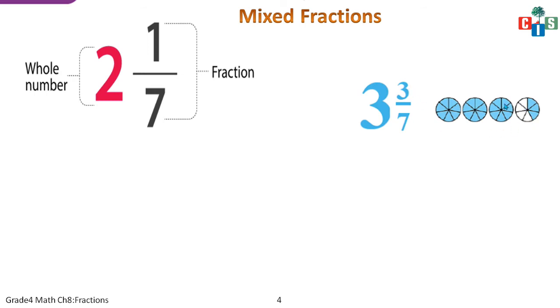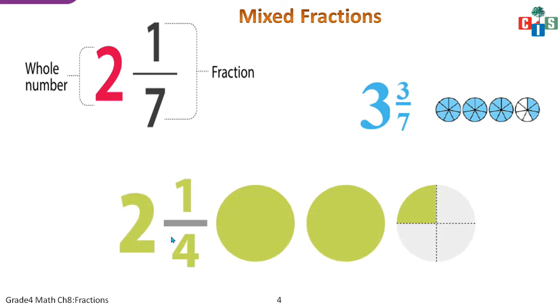So this is the part of the fraction, part of the whole, and this is the whole thing. Fine. So this is a mixed fraction. Let's see another example, 2 1/4. Two parts are whole, that is the whole part is there, 2 whole parts, and from the third part you have taken only 1 section, 1 out of the 4. Okay, so this is an example of a mixed fraction.